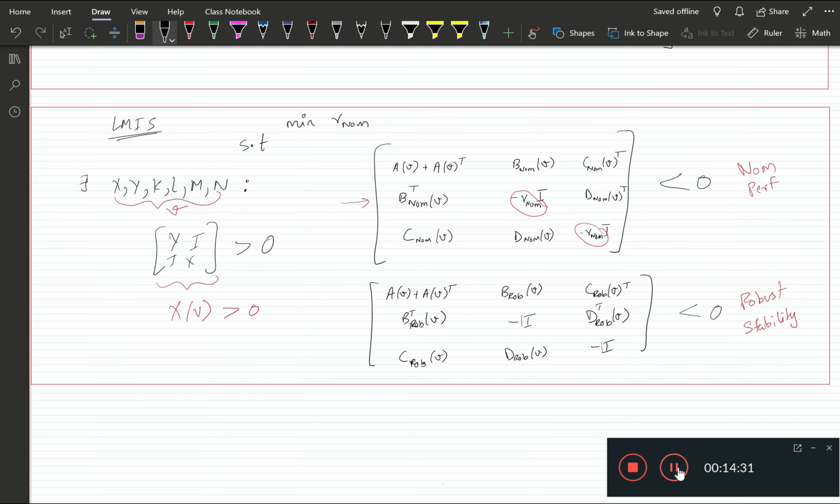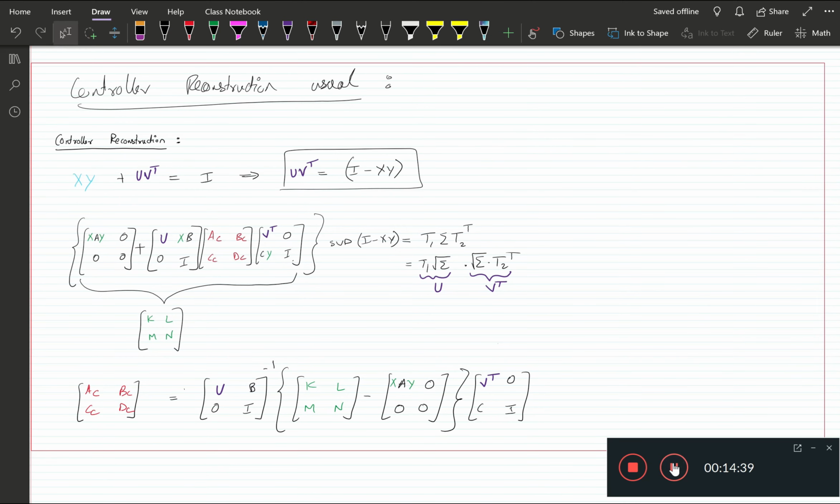So to construct the controller, from the obtained X, Y, K, L, M, N, we follow standard procedures. We already saw this in the review. So we basically just do an SVD of I minus XY, obtain the U and the V, and get back the matrices AC, BC, CC, DC from this transformation. And you should again go back to the review section if this is not familiar. So that's it for this problem. Let's look at the code and the results finally.